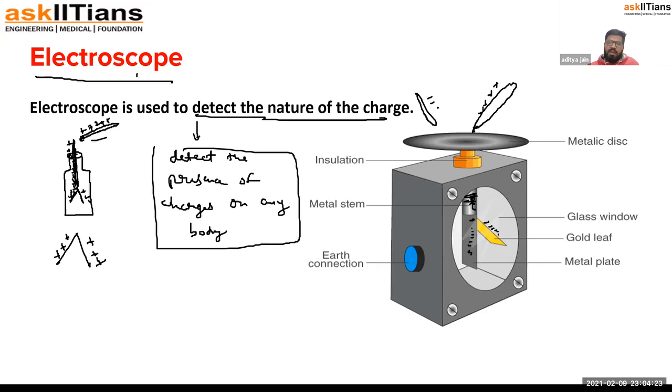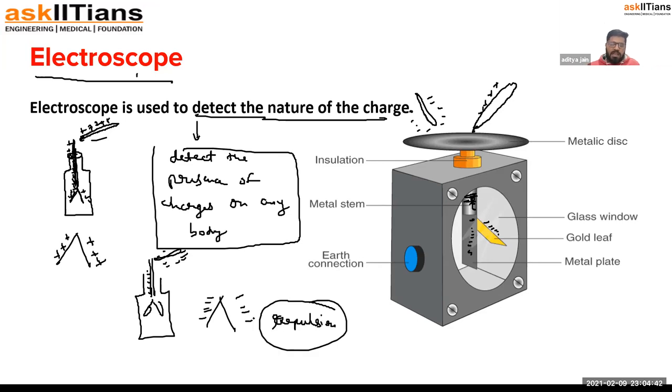Now if we bring a negative charge body to the stem, what will happen? Negative charge will get transferred onto the stem. So both the leaves will get negative charge. Also in this case, there will be repulsion, because these are like charges, negative, negative.